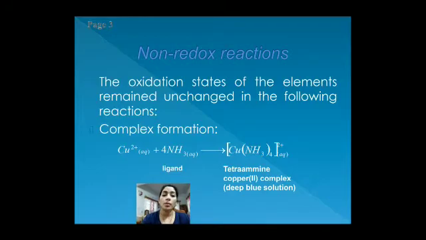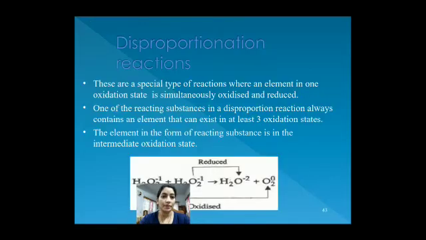Next example is a complex formation. Complex formation means whenever in a reaction a few elements or multi-element ions are joining together making a complex, maybe a coordinate compound, that is a complex formation. In this, the oxidation state remains constant.